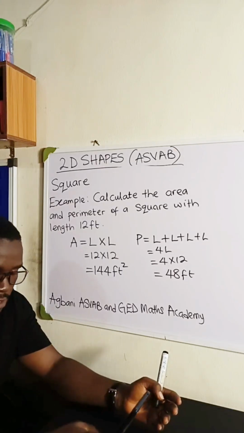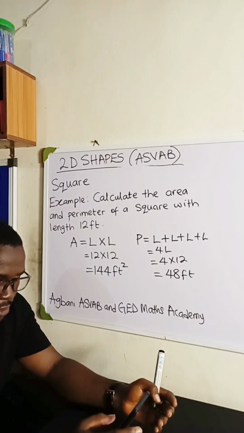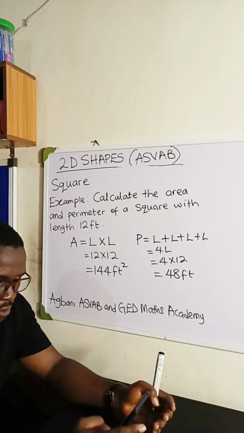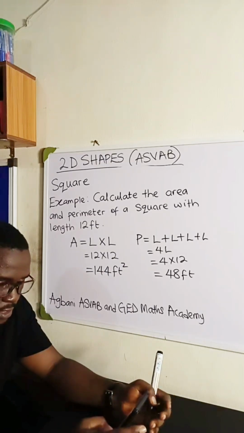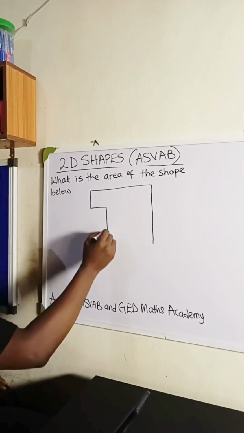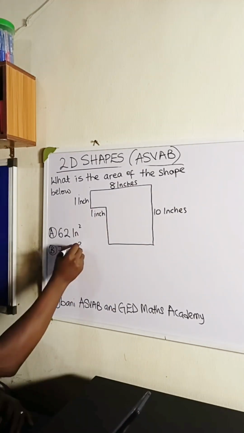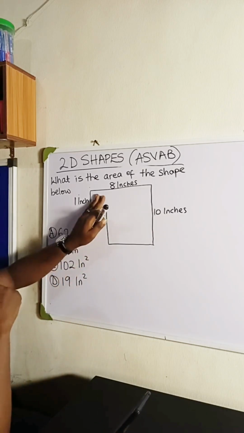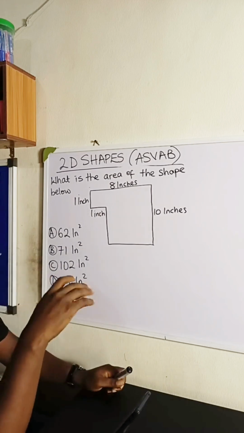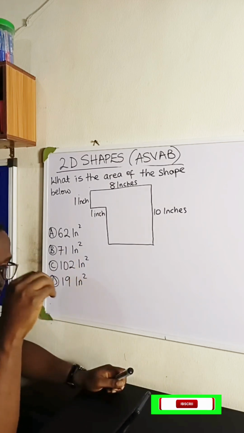Very important. I think there's one question I came across, though it's not for a square, but I think we should just look at it. So let's look at the question together. This is an ASVAB practice test question. Here we are told to find the area of the shape. Remember, the area of the shape is the entire space inside the shape.